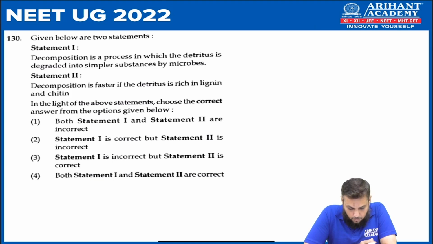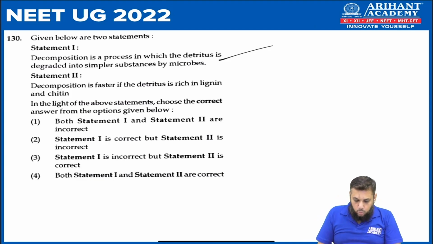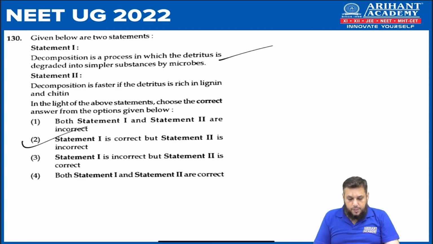130th question. Decomposition is a process in which the detritus is degraded into simpler substances by microbes. Very true. This is once again from the ecology section, ecosystem part. Statement 2, decomposition is faster if the detritus is rich in lignin and chitin. No, the process of decomposition will become slower if the detritus is rich in lignin and chitin. It will become slower because it will take longer time to break down these complex polysaccharides. So the answer for 130 will be 2, that is statement 1 is correct, but statement 2 is incorrect.